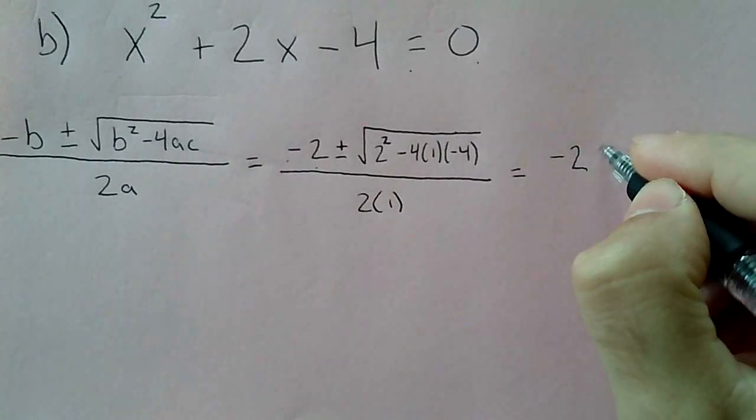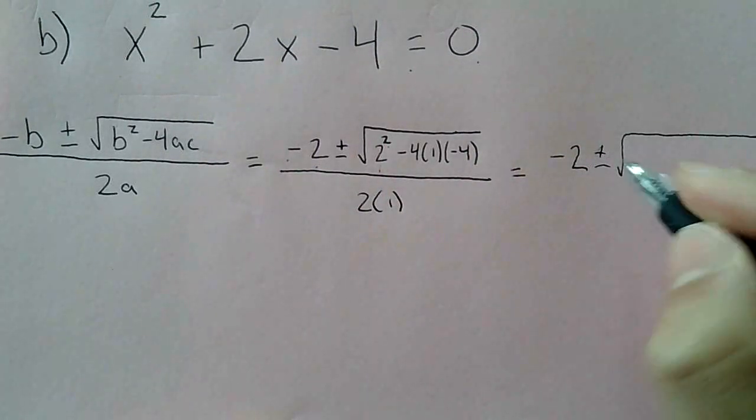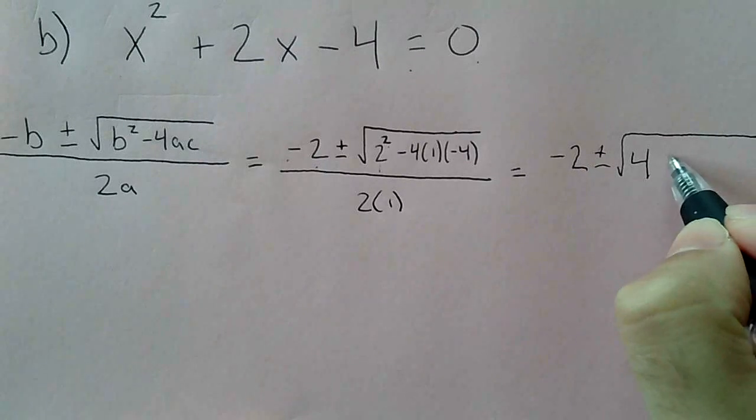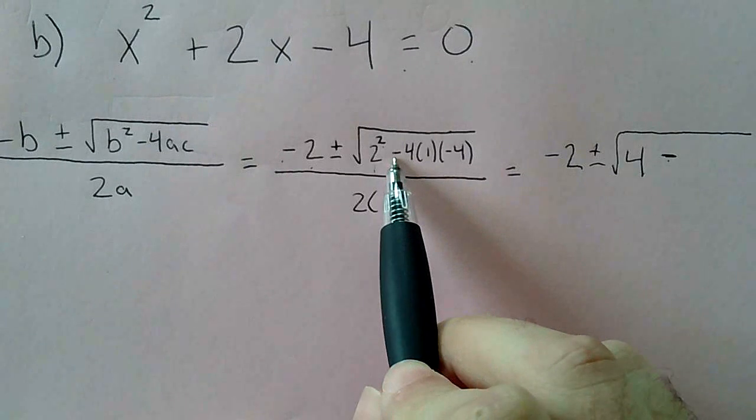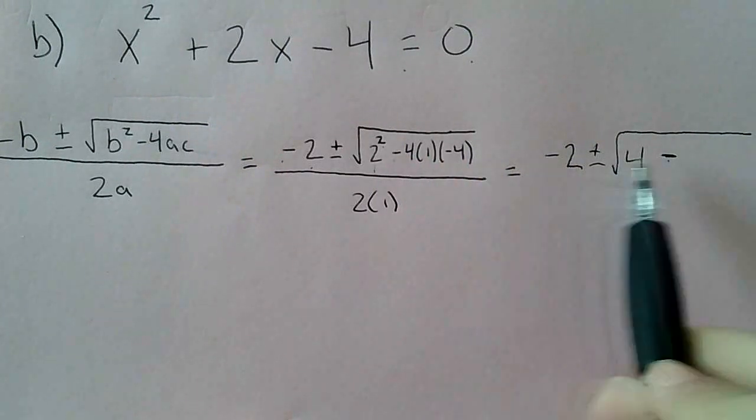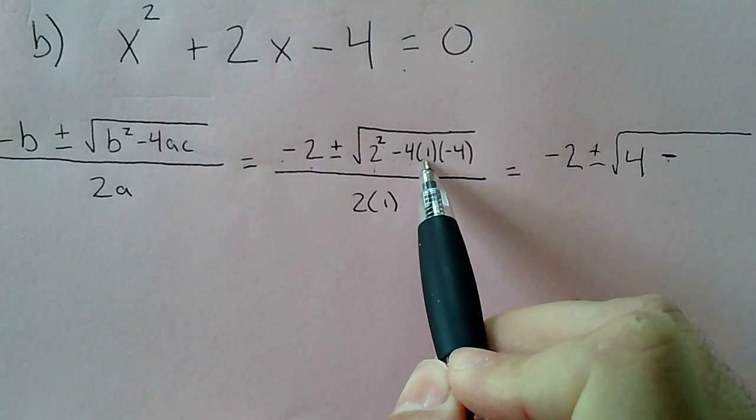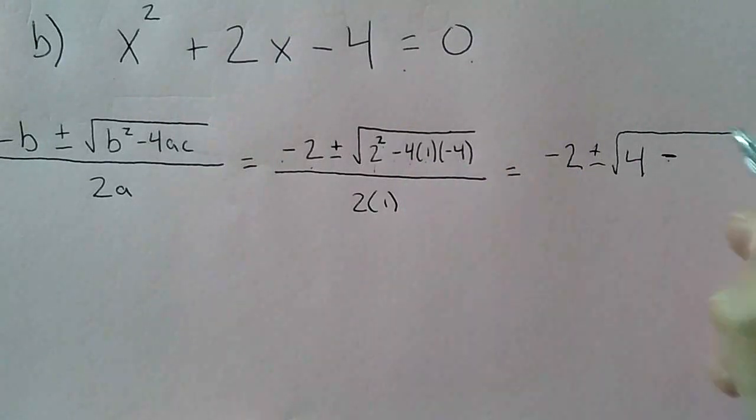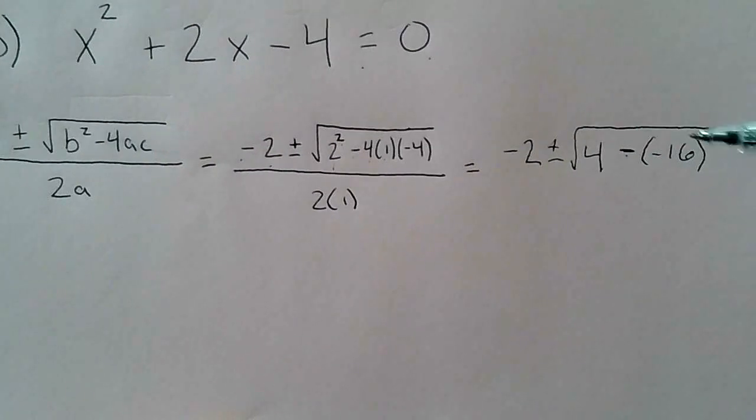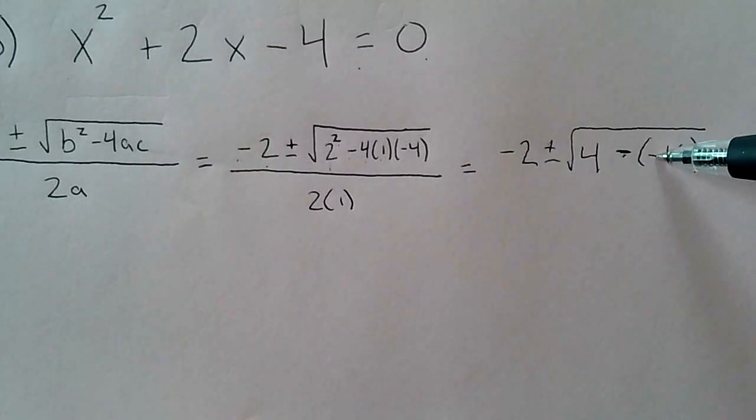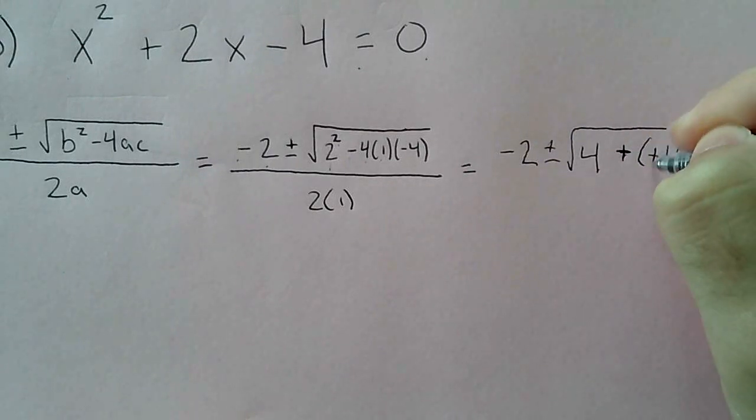Negative 2 plus or minus the square root of 2 squared. Now, I'm going to use my radical. 2 squared is 4, minus. This subtraction comes from the quadratic formula, right? It's 4ac, so I need to subtract 4ac. Now, 4 times 1 is 4. 4 times negative 4 is negative 16. We're subtracting a negative here. We cannot mess this up. That's the same as adding a positive.